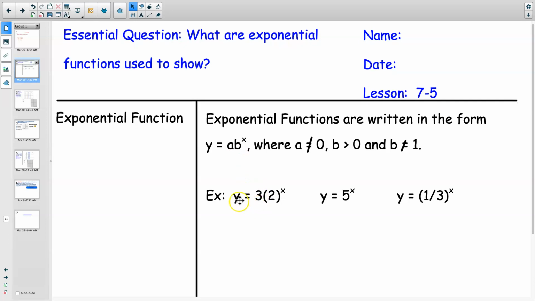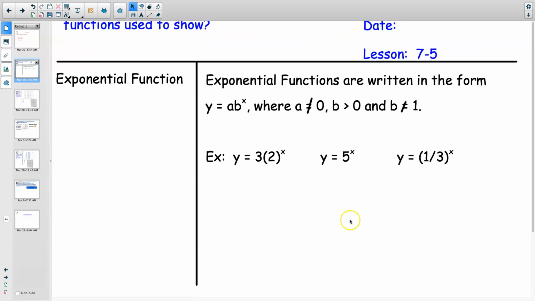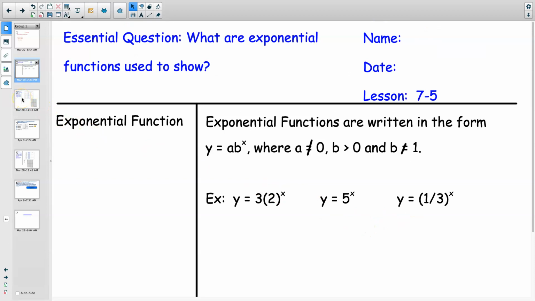So here are some examples. y equals 3 times 2 raised to the x power. You have to do exponents before you do multiplication, so you do 2 to the x, whatever you plug in for x, and then multiply it by 3. In this one, the a was 1, so therefore just b to the x. And then here a must have been 1 again, and b is 1/3, which is greater than 0 and not 1. So there are some examples of what exponential functions look like.